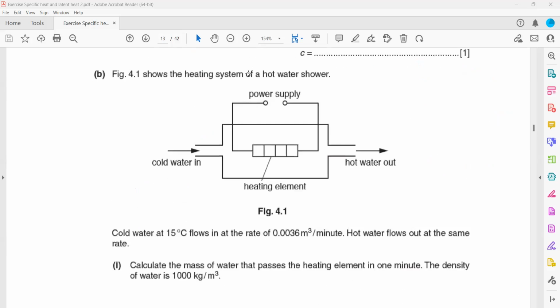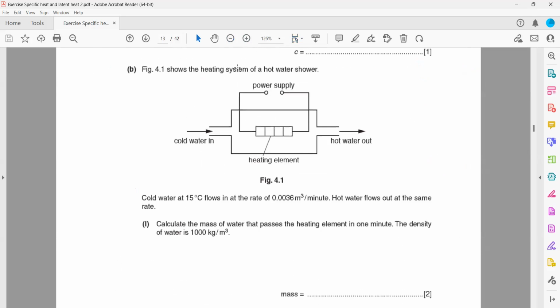In part B, figure 4.1 shows the heating system of a hot water. The power supplied is there, a cold water enters and the hot water leaves. This is what happens in a geyser. So cold water at 15 degrees flows in at a rate of 0.0036 meter cube per minute. Like every minute, this much amount of cold water enters and the same amount will go out. Calculate the mass of water every minute if the density is 1000.